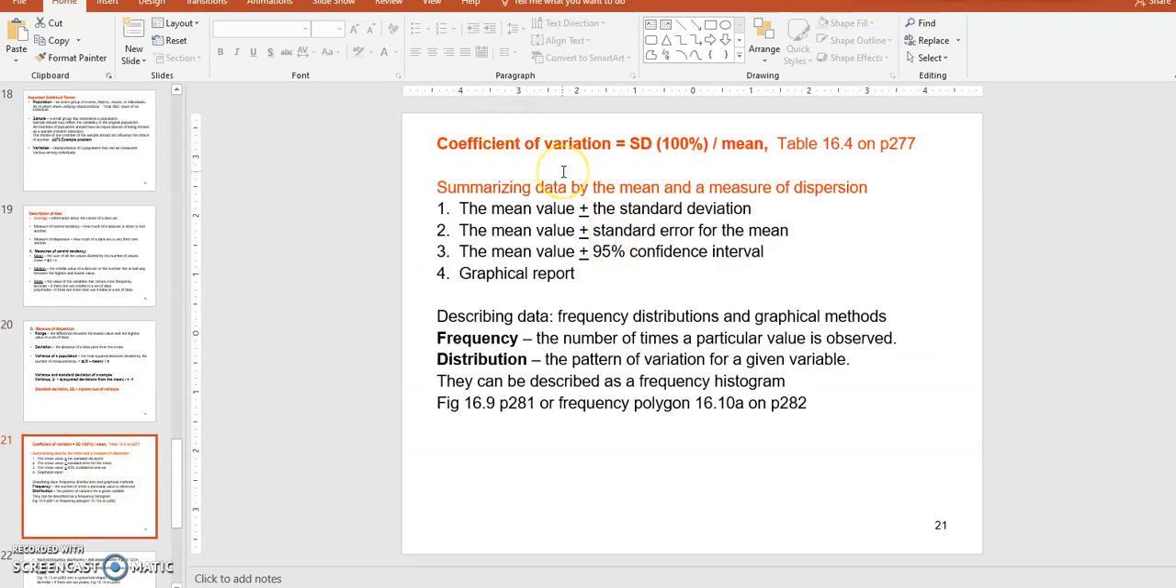The coefficient variance is another way of doing that. Standard deviation divided by mean is the coefficient variance. Okay. Summarizing data by mean and measure of dispersion. Okay. The mean value plus minus standard deviation, that shows you how scattered your data is. Okay. Or it can be expressed as mean value plus minus standard error for the mean, or it could be expressed the mean value plus minus 95% coefficient interval. Or it could be shown in the graph form as well.